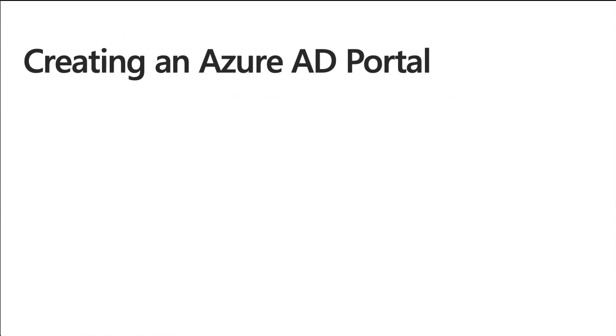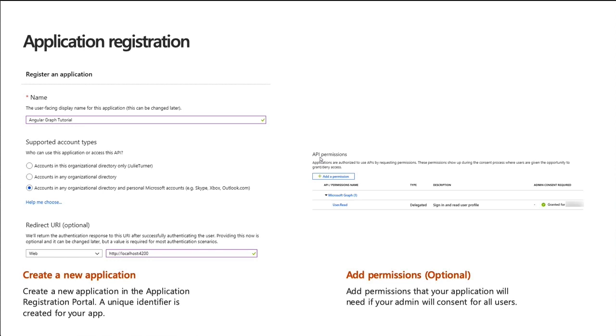So how do you go about creating an app inside the Azure AD portal? What you're going to do is go first to the app registration page and create a new application. In this case, we're going to call ours the Angular Graph tutorial. Once you do that, you're also going to specify a redirect URL. So where are they going to be redirected to?